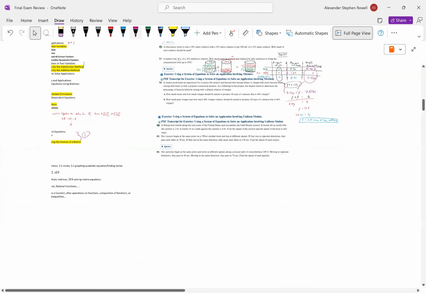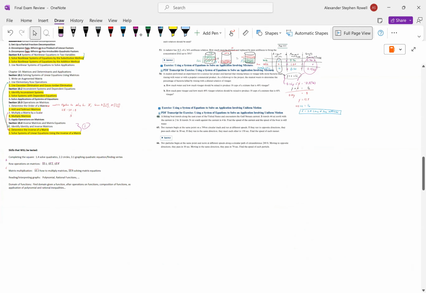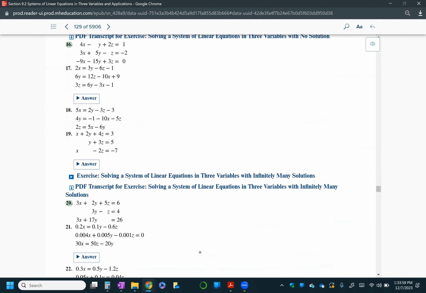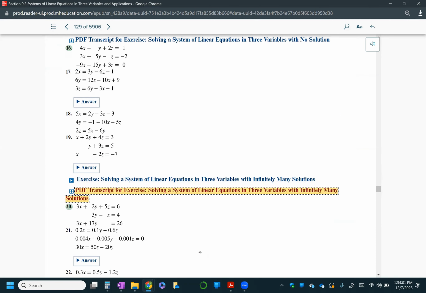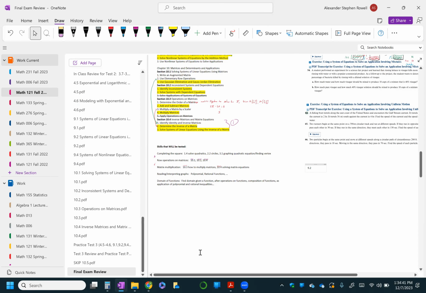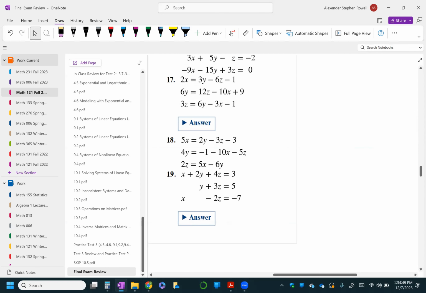Okay, so that is section 9.2. I don't know, do any of these look like fun to you? Or which one do you want to try? 19? Okay, 9.2. So if it just says solve, you can use any method you like, including not using matrices. So we're going to solve this without matrices. We want to find the ordered triple x, y, and z solution.